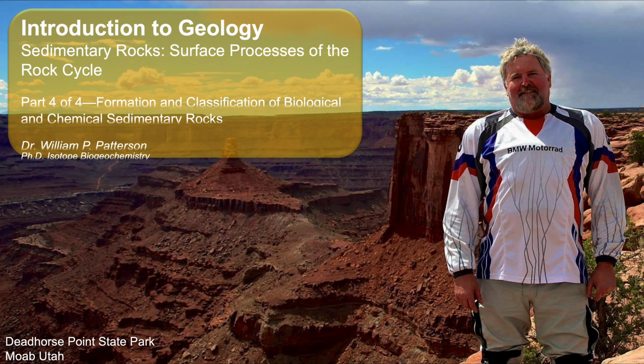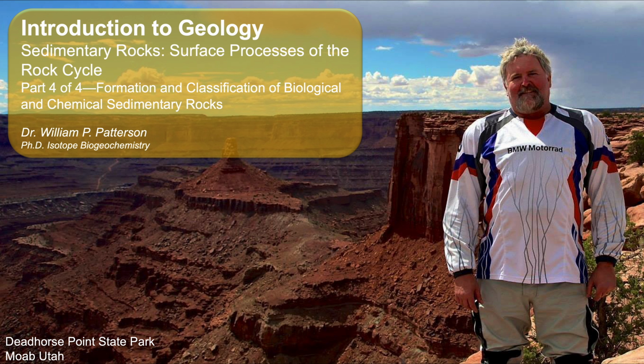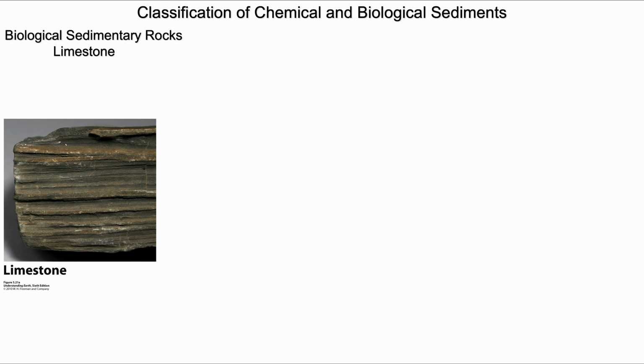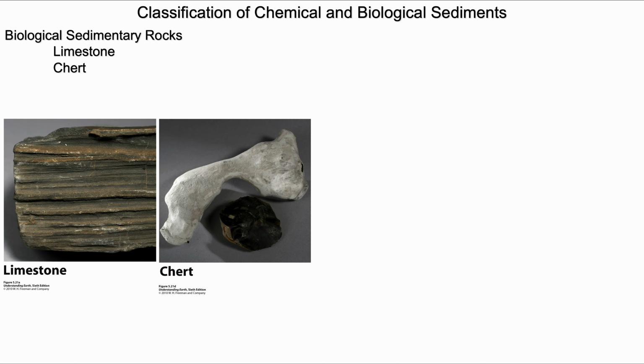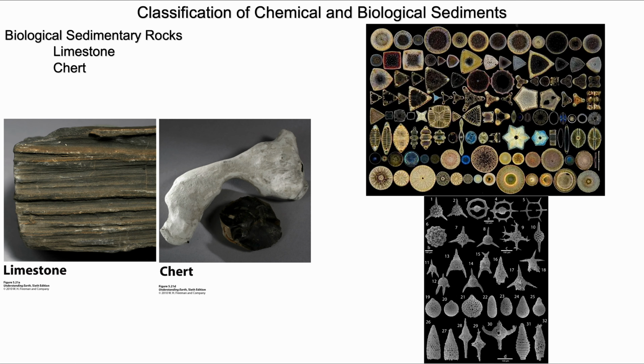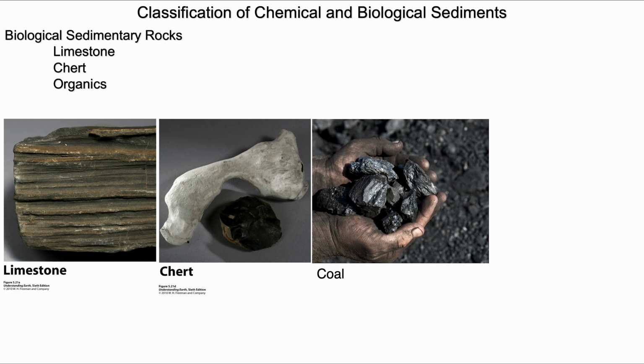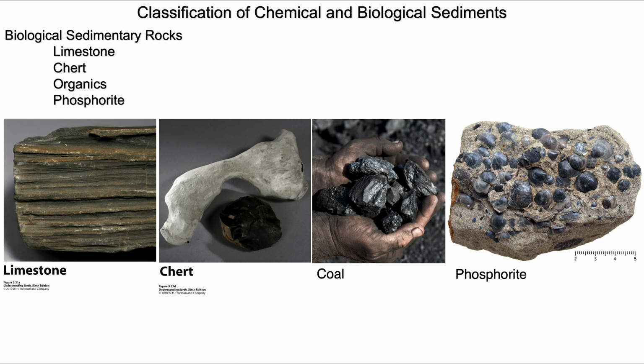I'm Dr. William Patterson, and in this video we will be talking about the formation and classification of biological and chemical sedimentary rocks. Biological sedimentary rocks include limestone, made up of calcareous organisms and other carbonate grains deposited in a sequence here and lithified, generally by calcite. Chert is a biological sediment that's produced from radiolarians and diatoms that get cemented together. Coal is an organic biological sedimentary rock formed by compressed plants. And phosphorite is some kind of previously existing sediment that becomes infused with phosphorus, usually associated with an upwelling zone, as we'll see in a few moments.